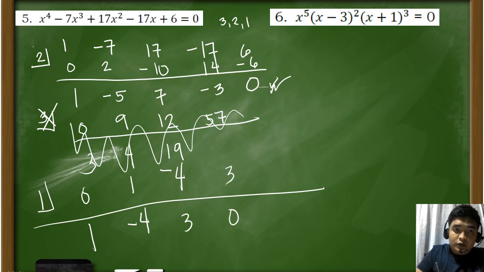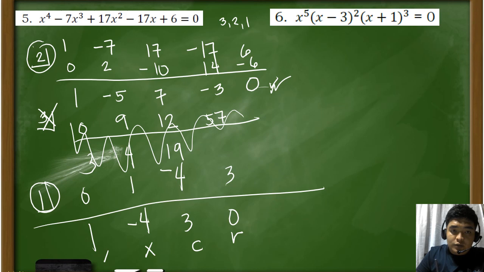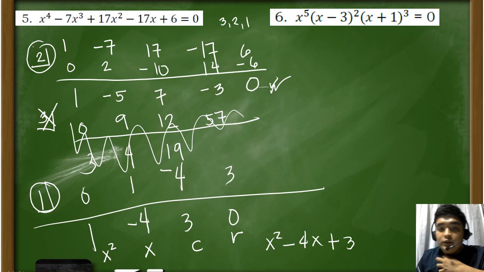So 1 is a factor. The quotient is 2, 1. Here this is the remainder, this is the constant, this is x, and this is x squared. So this can also be factored. That is x squared minus 4x plus 3. Okay? So we have factored it out.